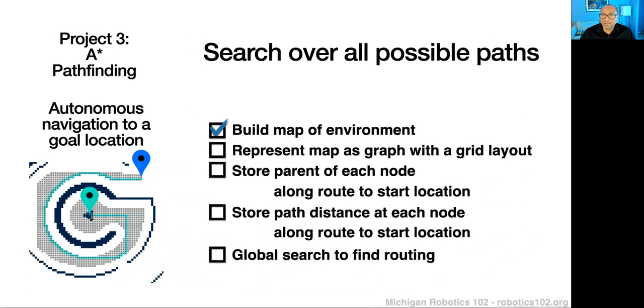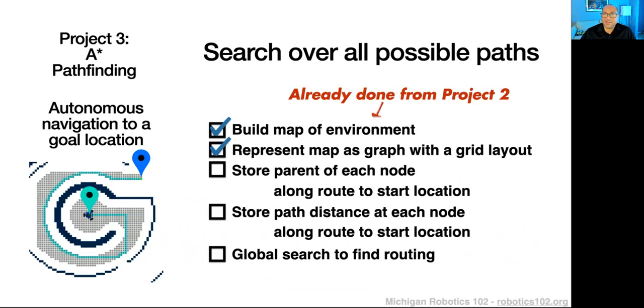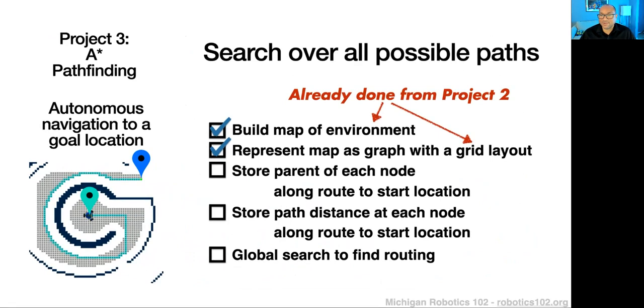If we think about our checklist for project three, we're going to have to do these five tasks. Fortunately, two of those are already done for you. From project two, we've already gone through how to build a map of our environment using simultaneous localization and mapping. And then we've begun to represent our map as a graph with a grid layout.